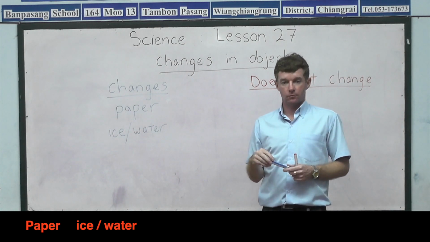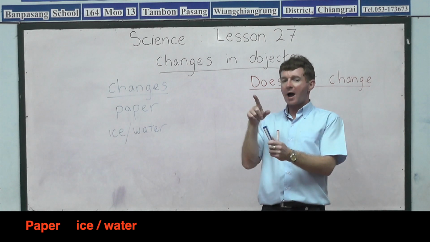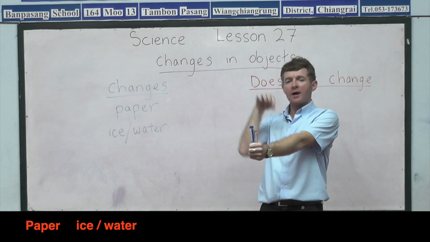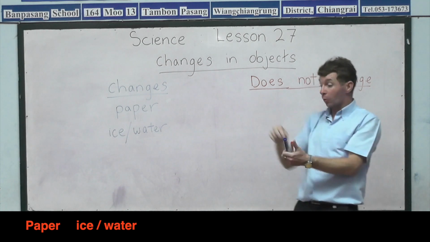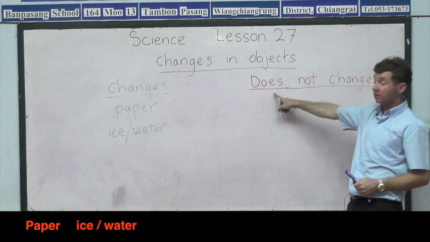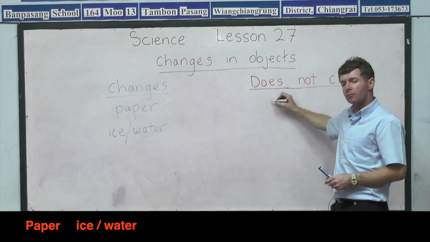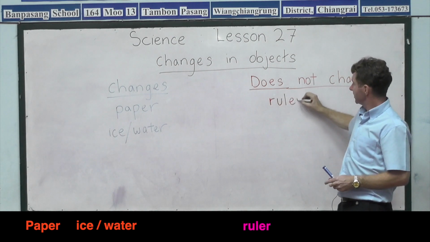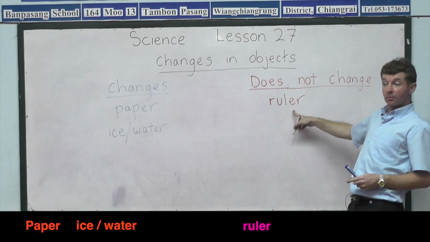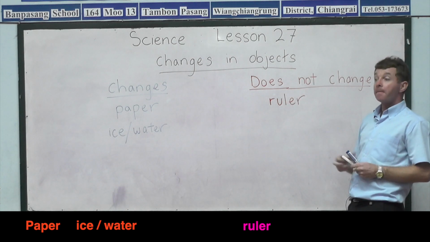Somebody before mentioned ruler. Ruler. Change or does not change? Why? When we bend the ruler, what happens when we let go? It goes back. So we say, ruler does not change. How do we spell ruler? R-U-L-E-R. Ruler does not change.